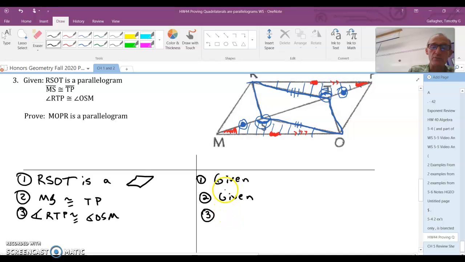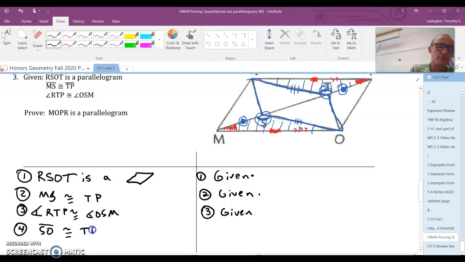Now, I could have put another statement in here based on this given, because I want to use the sides here of the parallelogram, but I'll do that in the fourth step. Okay, because I want to get the two triangles congruent by side angle side. So 4 is that SO is congruent to TR. And that is because if I have a parallelogram, opposite sides congruent.